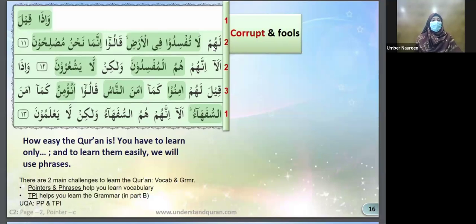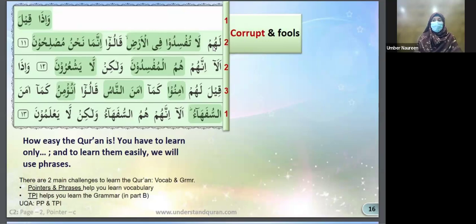Okay. Qalu. Where will we point our fingers when we say qalu? Forward, to the right side, with four fingers, more than one. They. What does qalu mean? They said.